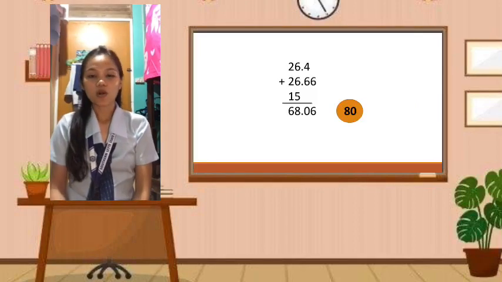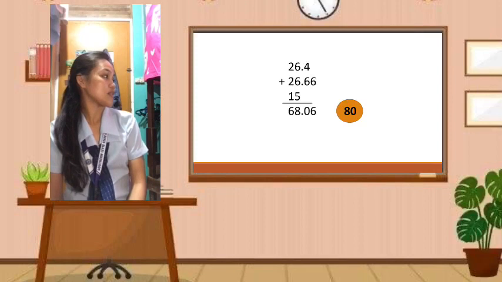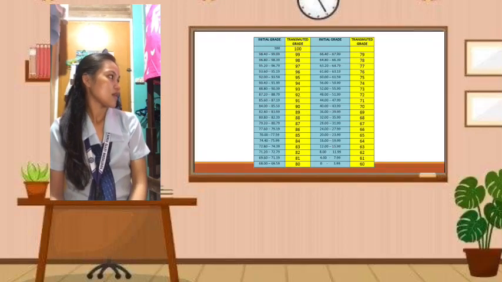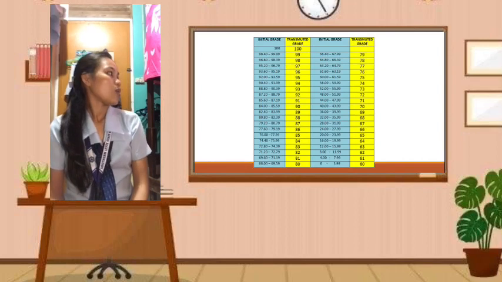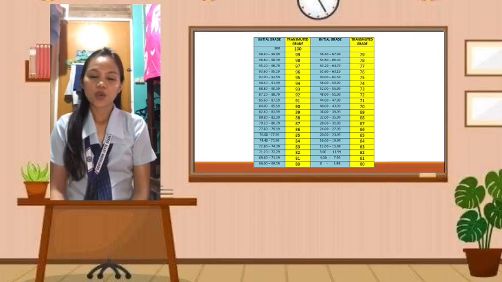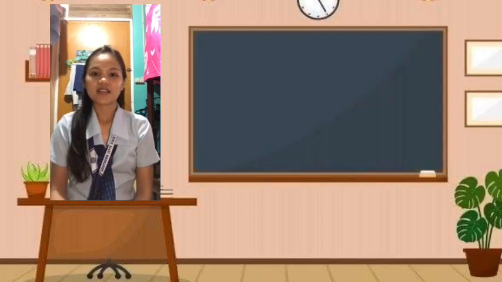To sum up all the scores from the written work, performance task, and quarterly test, we have 26.4 plus 26.66 plus 15 is equivalent to 68.06. And when we transmuted the grade, we have 80. So the grade 6 mathematics student has 80.